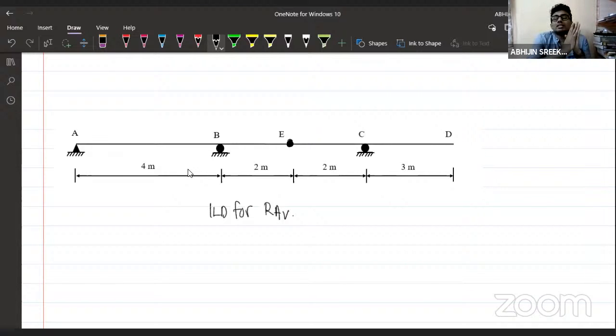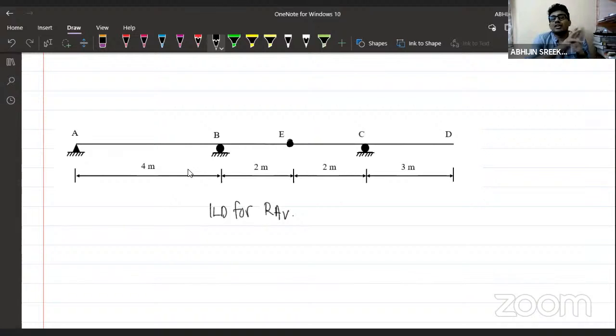Muller-Breslau principle will be helping us to draw the influence line diagrams for various functions in a structure. The structure can be a beam or a frame. It can be a simply supported beam, cantilever beam, fixed beam, continuous beam, whatever the beam structure given there. It is a tool to draw the influence line diagrams. Here we are given a continuous beam, and we are asked to draw the influence line diagram for RV. I'll tell you why we are drawing these influence line diagrams in the coming few minutes.